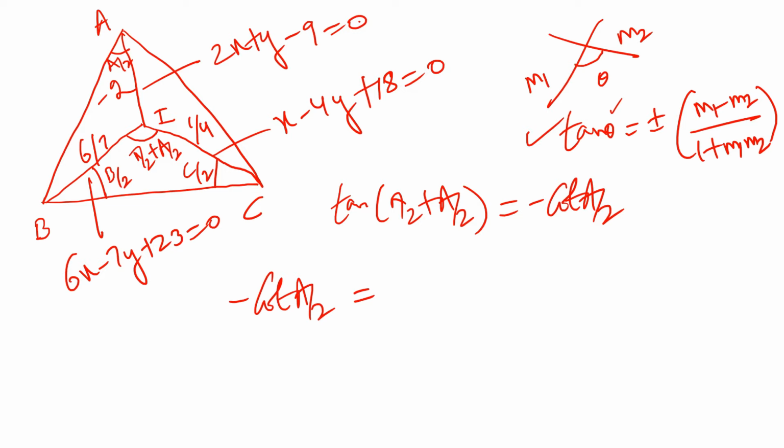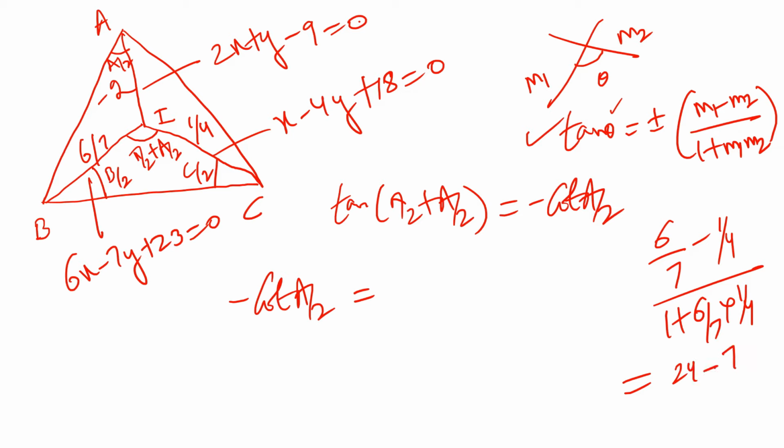Now just see, I'm doing this. This is going to be (6/7 minus 1/4) upon (1 plus 6/7 into 1/4). Now this value comes out to be, 28 would be the LCM. So it is (24 minus 7) divided by 28, whole divided upon, this is going to be (28 plus 6), that is 34 upon 28.